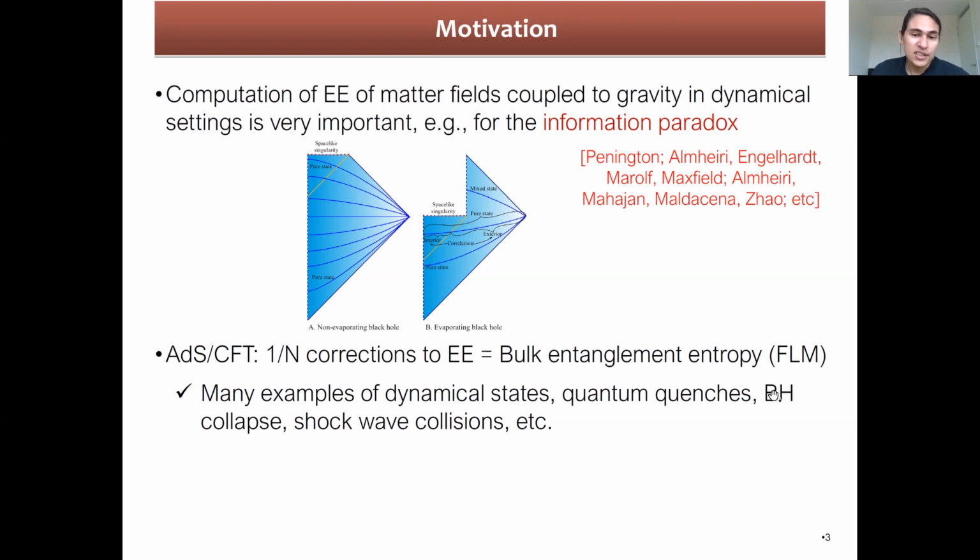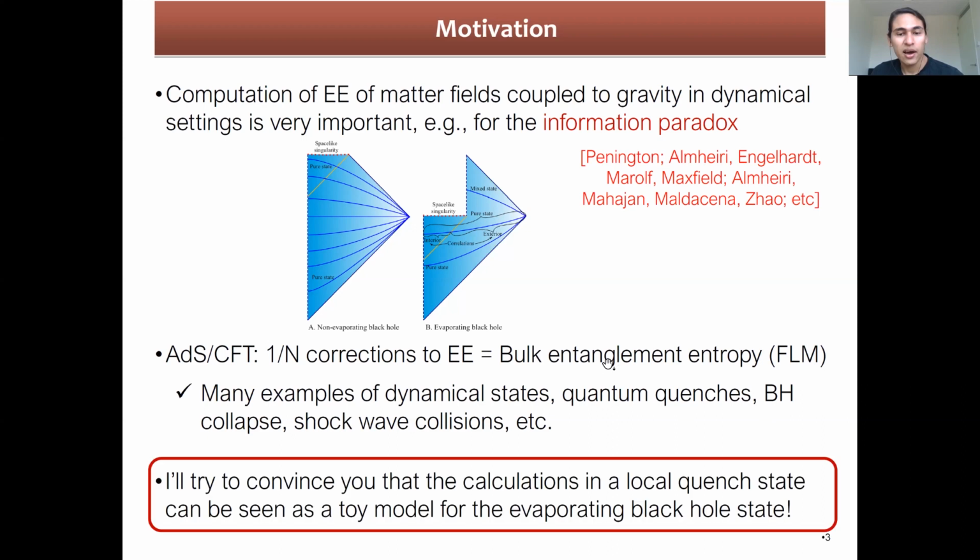The very first example that we tackled was the case of a local quench. A local quench is actually perturbative, so it's very simple in the bulk. Along the way, we learned several lessons, one of which is that we can in fact make contact with the original motivation. I will try to show you why this is the case, so this will come up at the end of the talk.